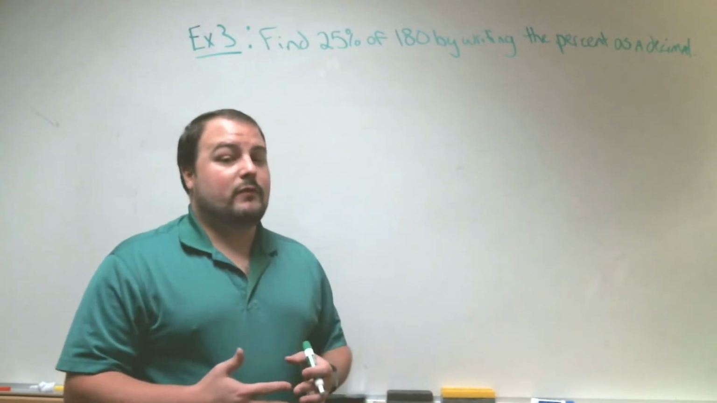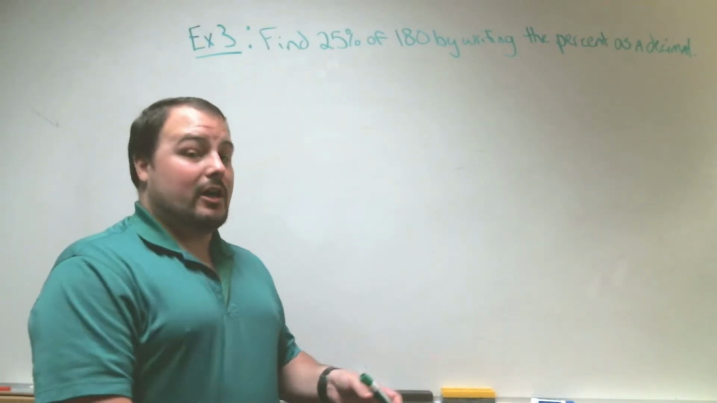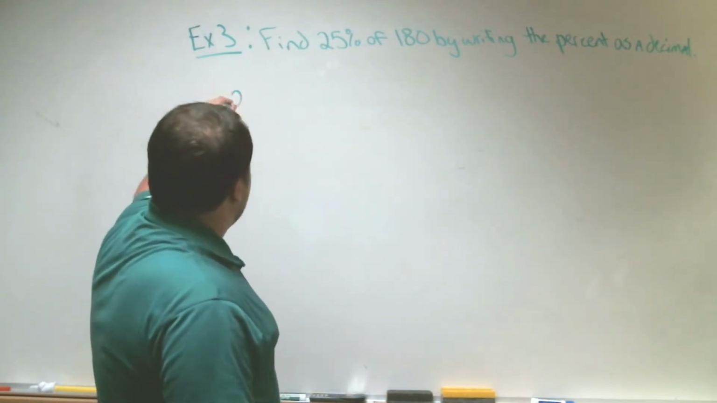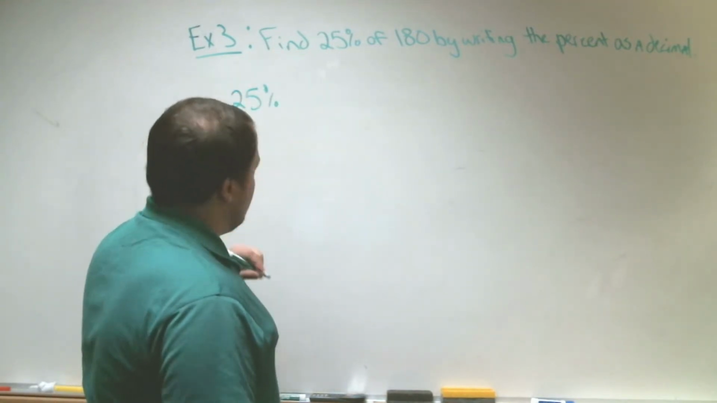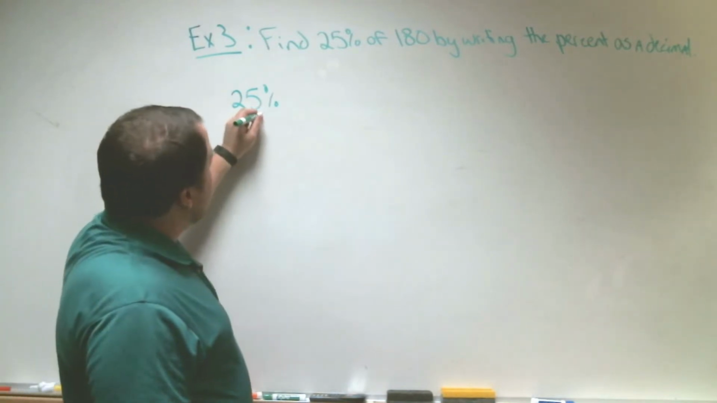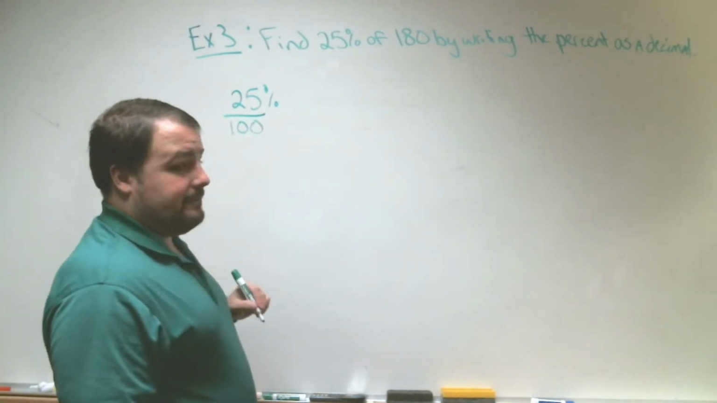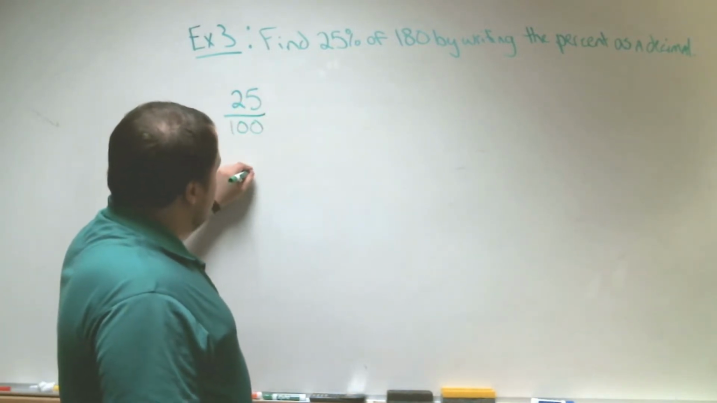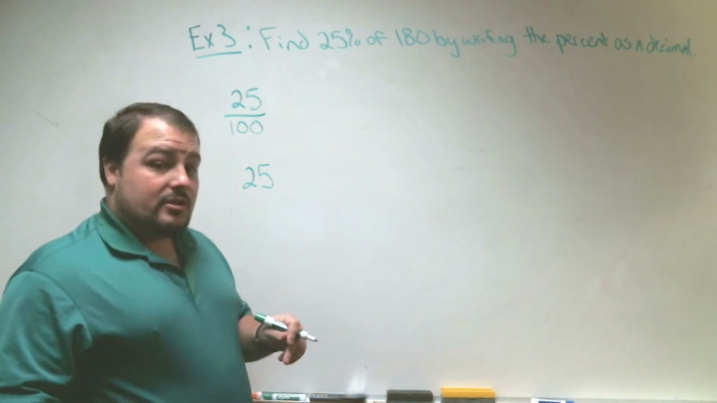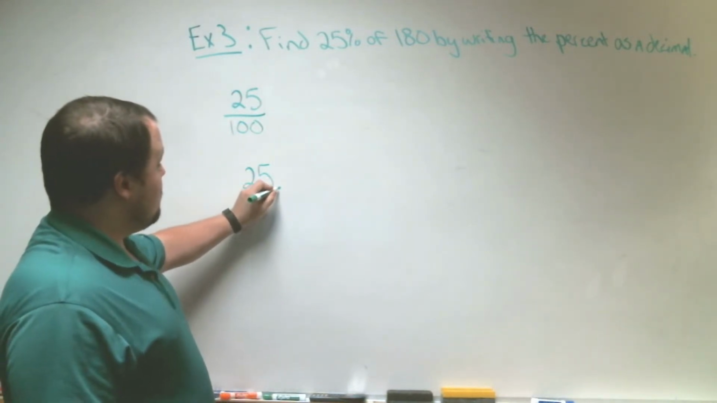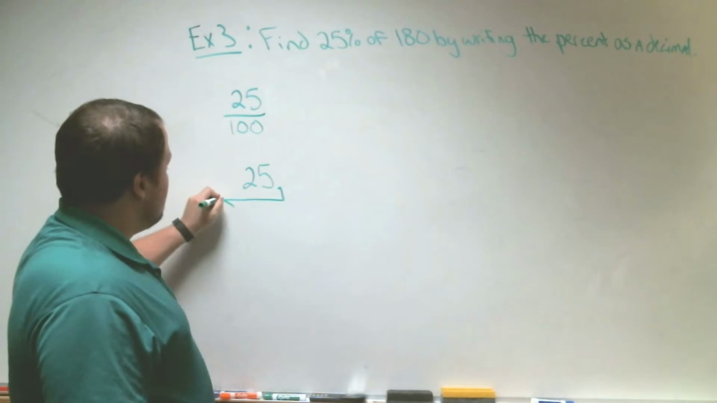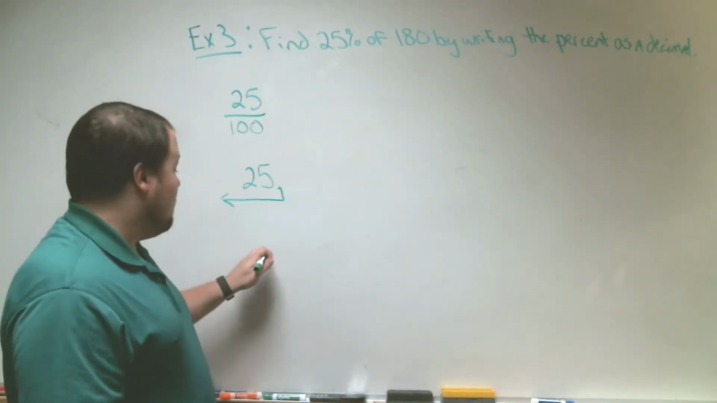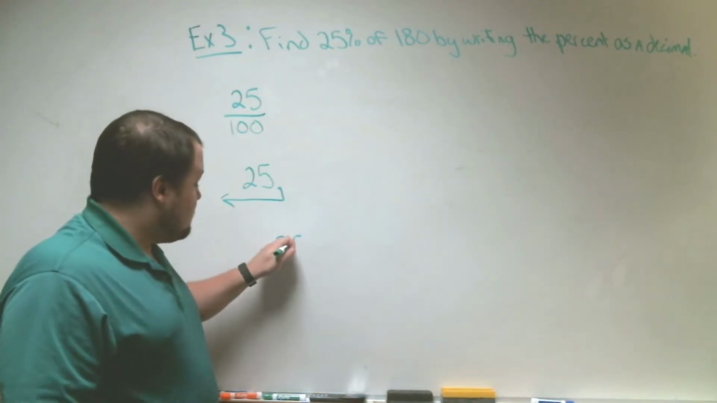So what we were working on before was writing the percent as a fraction out of 100. Now we're just going to change it to a decimal. So whenever you have a percent and you want to change it to a decimal, all you got to do is divide it by 100. And if you divide it by 100, what really happens is you write the number 25, that's our percent, and you move the decimal 2 places to the left. So 25% as a decimal is the decimal 0.25.